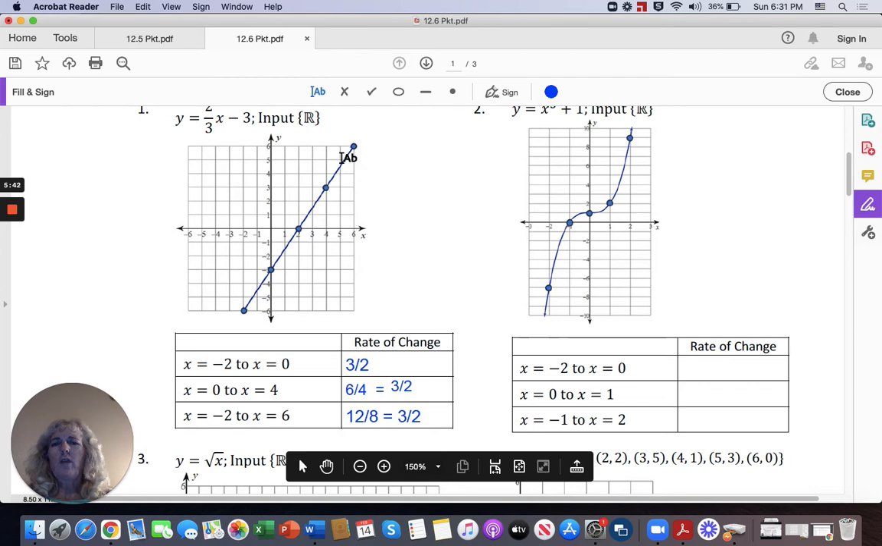So when you have a straight line, the rate of change should be the same no matter which point you start on and which point you end up on. So remember that with a straight line, the rate of change should always be the same here.